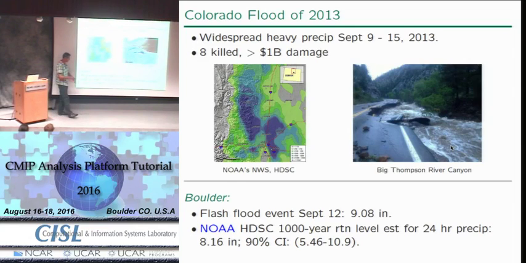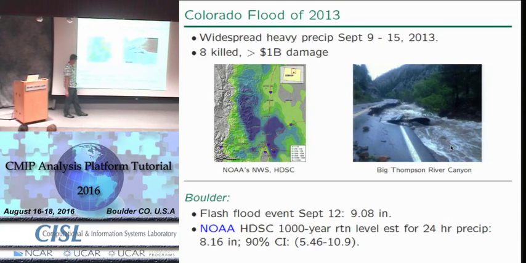Now, NOAA, the HDSC, Hydrometeorological Design Studies Center, they produce official government estimates of extreme precipitation. And this, as I understand it, is what gets used by people who need to build bridges and things. So if you use their tool, you can go online and get official government estimates for extreme precipitation.